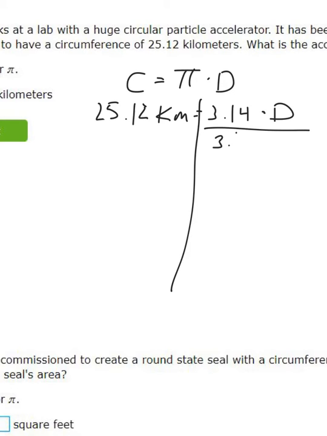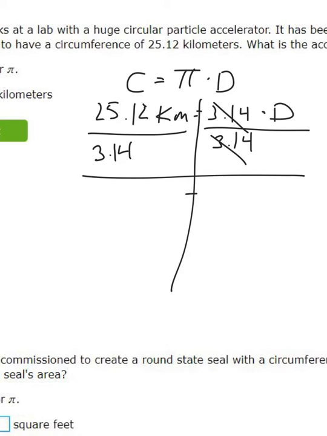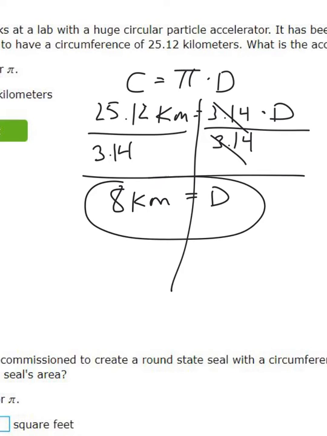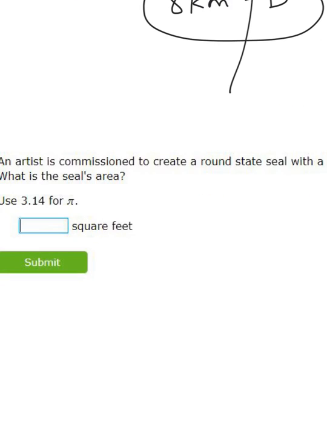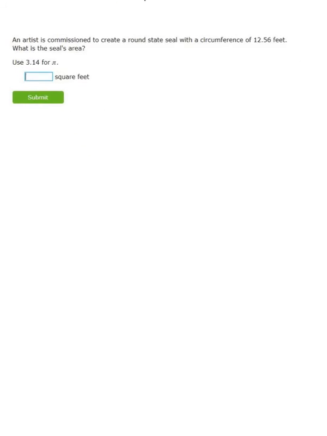So if we divide by 3.14 on both sides, we're going to end up with just the diameter by itself on the right side. And over here, I'm just going to put this 25.12 divided by 3.14 into my calculator, and it gives me 8 kilometers is the diameter of the circle. So it's a little scary because it doesn't have a picture, but it's not really any different from what we already did. This last question is a little different.